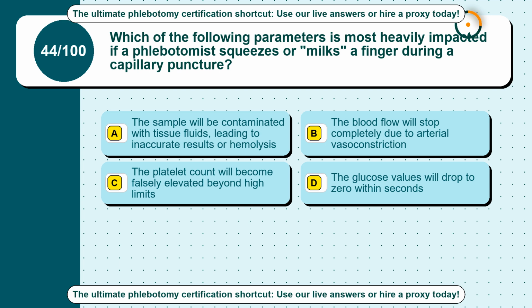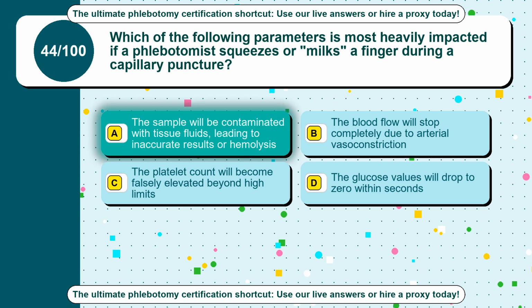Option C. The platelet count will become falsely elevated beyond high limits. Option D. The glucose values will drop to zero within seconds. The correct answer is option A. The sample will be contaminated with tissue fluids, leading to inaccurate results or hemolysis.